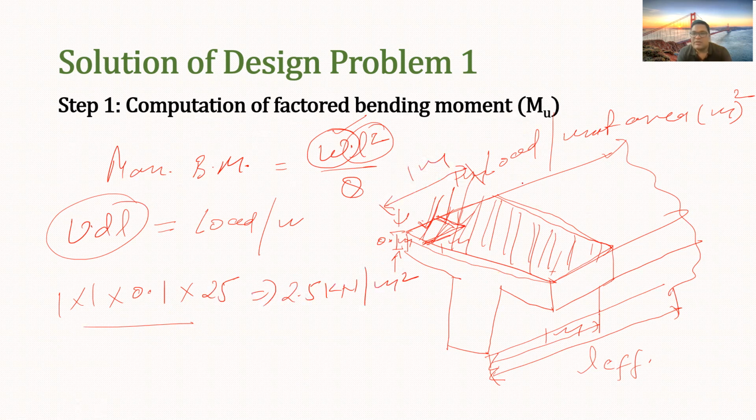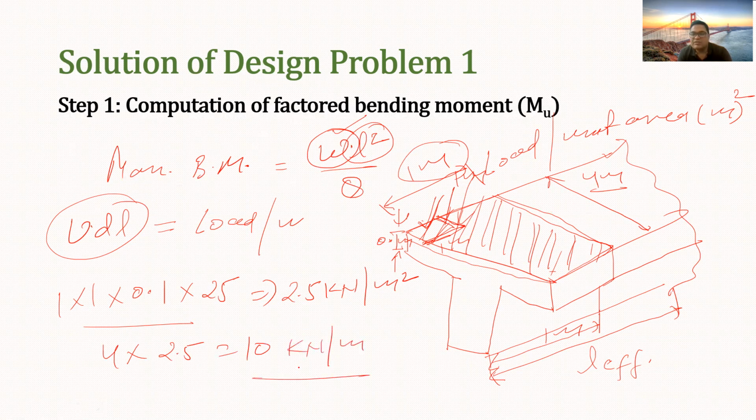And what is this length? This length will be 4 meter. So ultimately the area becomes 4 multiplied by 1, 4 meter square. So the load per meter length will be 4 multiplied by 2.5, and this becomes 10 kilonewton per meter. So that is the weight of this flange part or slab per meter length of the beam. So this is how we are going to calculate the load of the flange part.